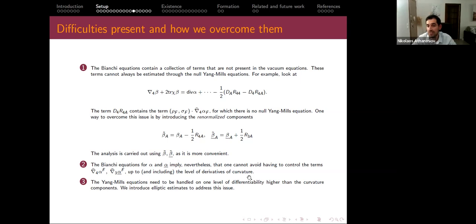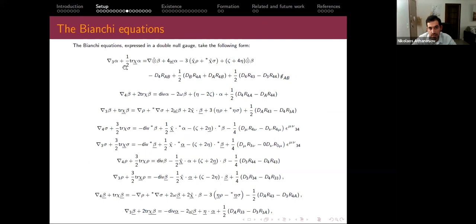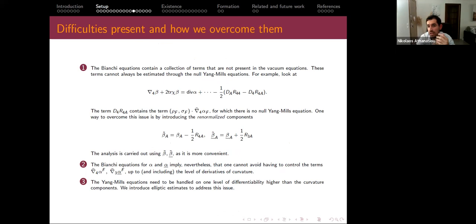Why is that? Because let's say here, for example, this term D4 rho alpha beta is going to contain terms like this. It's going to contain terms like nabla_4 alpha F. And of course, you want to close them at the level of derivatives of curvature. So let me briefly mention how we do this. You don't know nabla_4 alpha F, but you know nabla_3 alpha F. So you do a commutation, and the result you get is an expression for nabla_3 nabla_4 alpha F, and then you continue. And similarly, you do nabla_4 nabla_3 alpha bar. And that's how you control it.